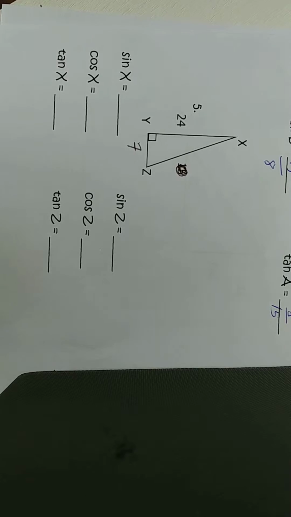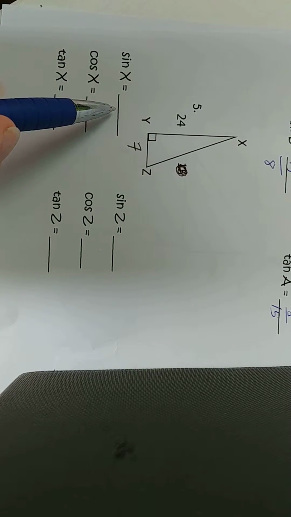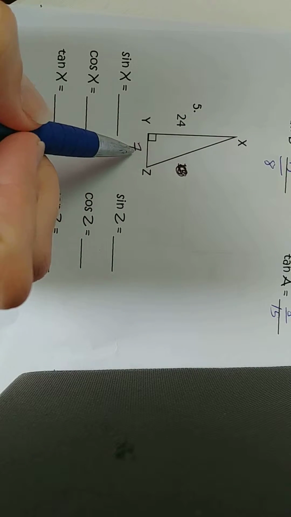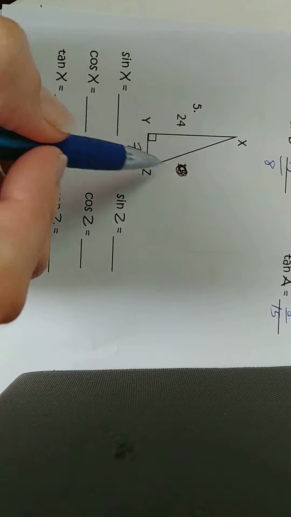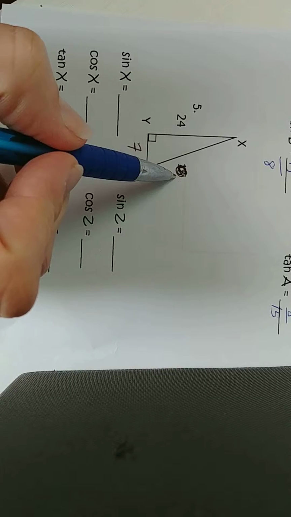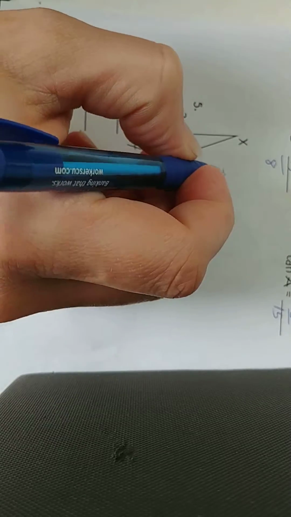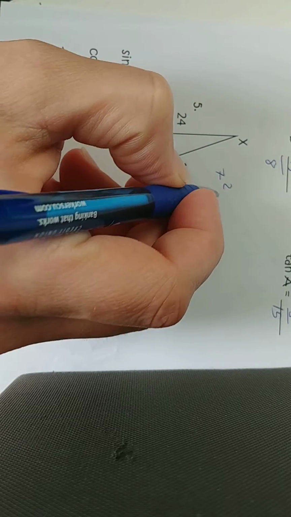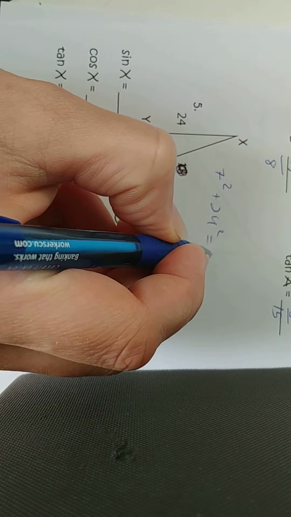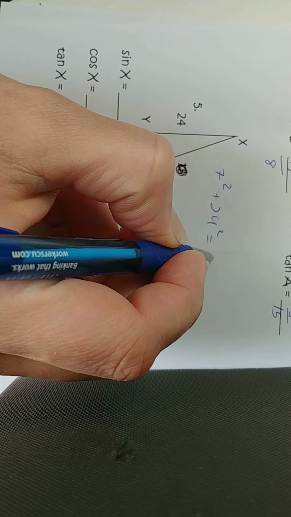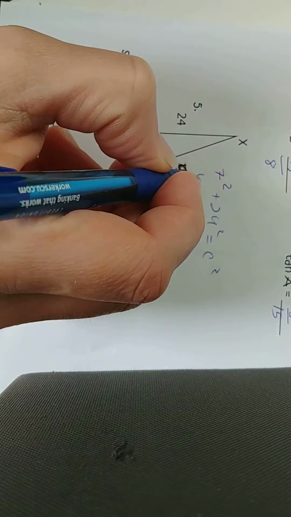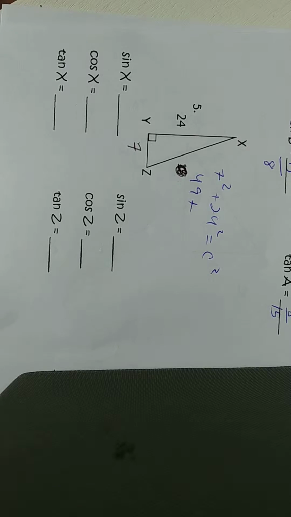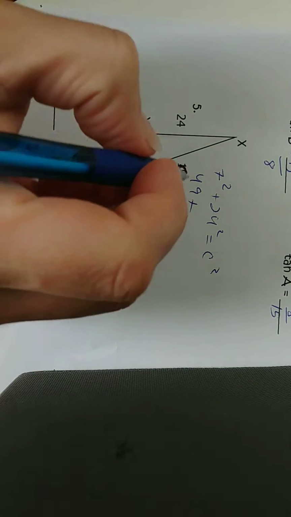So on to question number 5. We're finding the sine of angle X. So sine of X is opposite over hypotenuse. We need to find this number, which is missing. So again, we're going to use the Pythagorean theorem to do this. We have the two legs, so we're going to add these together. I'm going to call that c squared. This is 49, and then 24 times 24 is 756.